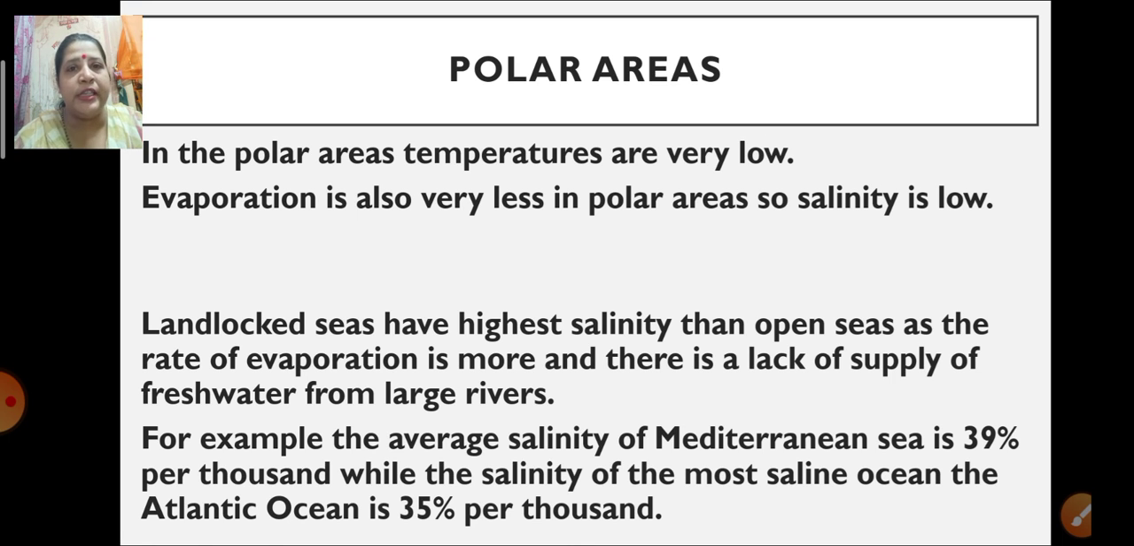Now open seas get a lot of fresh water, and they are joined to other seas also. So their salinity is not so much as compared to this. We can say the Dead Sea and the Red Sea are landlocked seas. For example, the average salinity of the Mediterranean Sea is 39 per 1000. The salinity of the most saline ocean, the Atlantic Ocean, is 35 per 1,000.